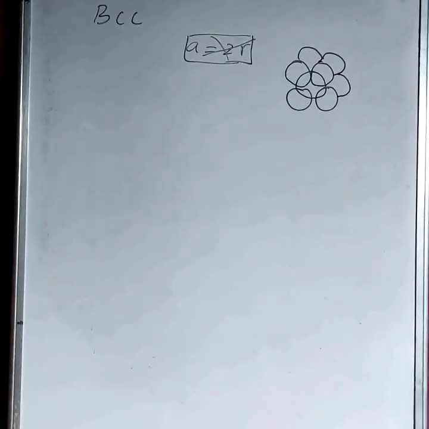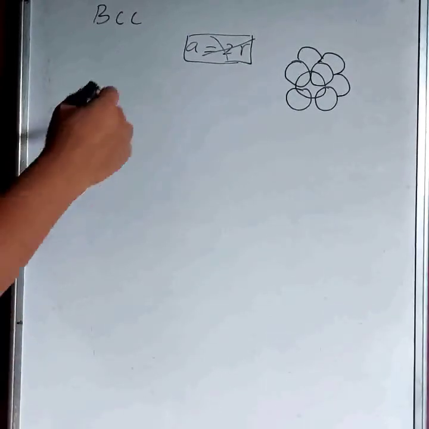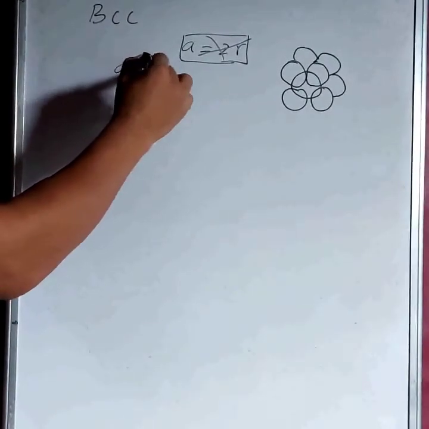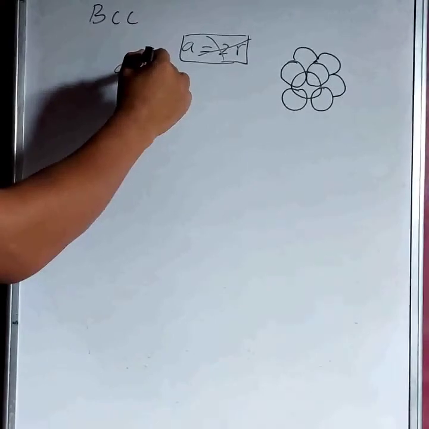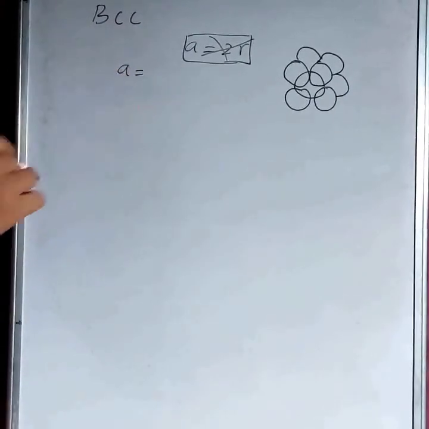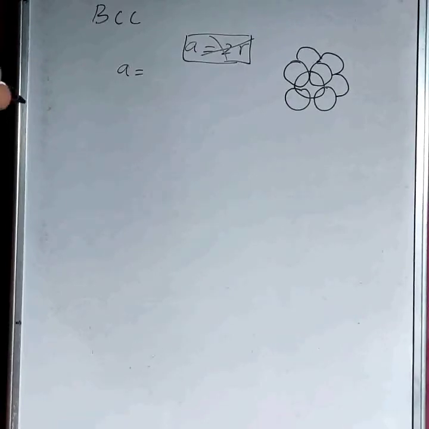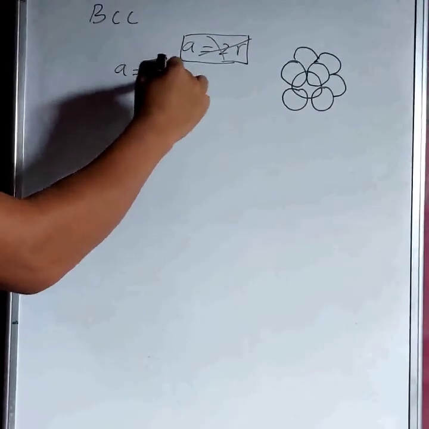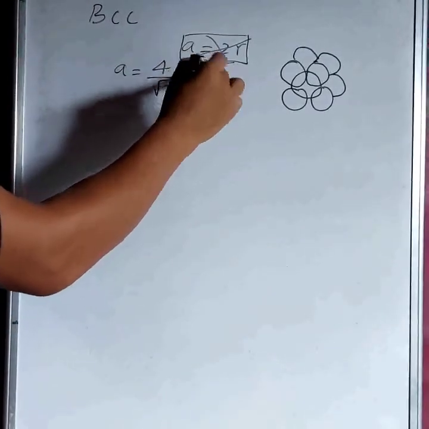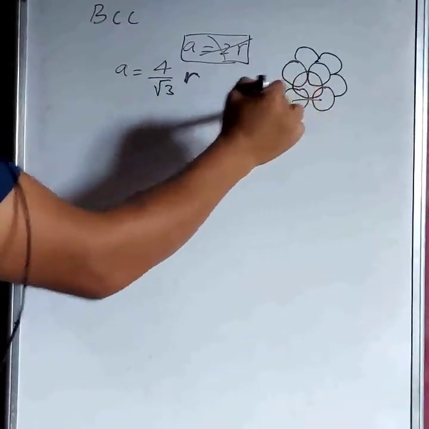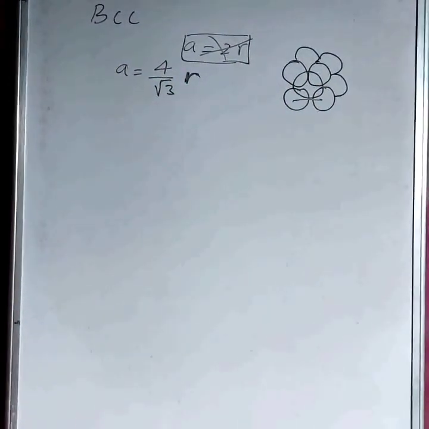So by applying the Pythagoras theorem, you will arrive at the body diagonal being root 3 times the edge, and you can arrive at the edge a equals 4 by root 3 r. That would be the edge length for the body-centered cubic system.